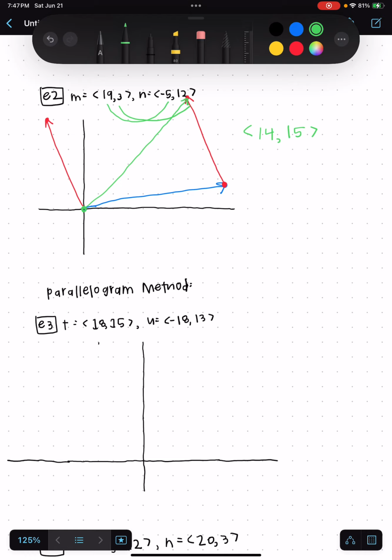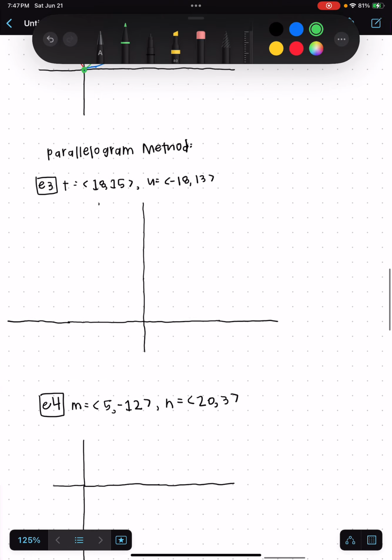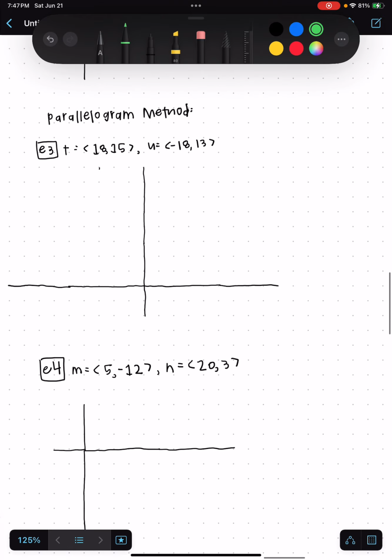Okay, the next part of this is with the parallelogram method, which is actually very similar. It's just a different way to draw it. So I'm going to start by drawing one of my vectors. My vector t will be red at 18, 15. So 2, 4, 6, 8, 10, 12, 14, 16, 18, and then 15, 2, 4, 6, 8, 10, 12, 14, 15. So there's one vector.